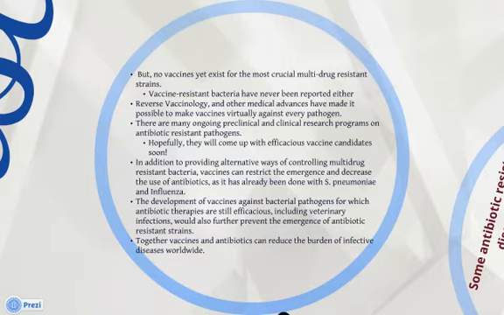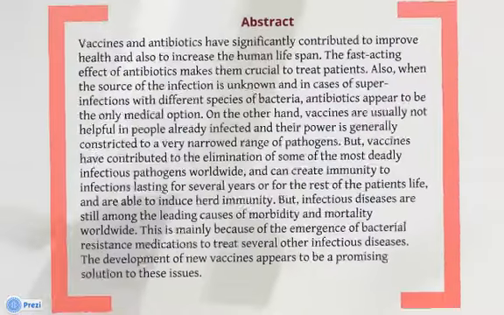In addition to providing alternative ways of controlling multi-drug resistant bacteria, vaccines can restrict the emergence and decrease the use of antibiotics, as has already been done with pneumonia and influenza. The development of vaccines against bacterial pathogens for which antibiotic therapies are still efficacious, including veterinary infections, will also further prevent the emergence of antibiotic-resistant strains. Together, vaccines and antibiotics can reduce the burden of infectious diseases worldwide.